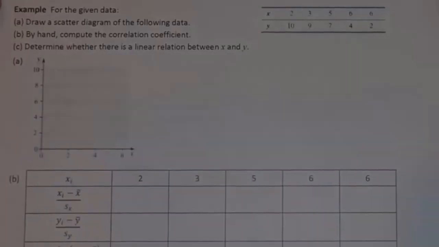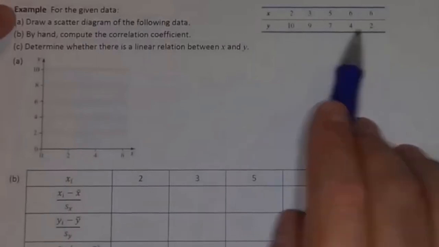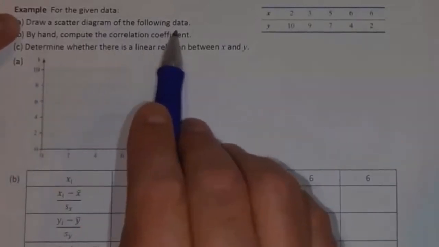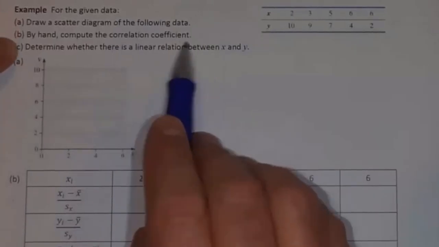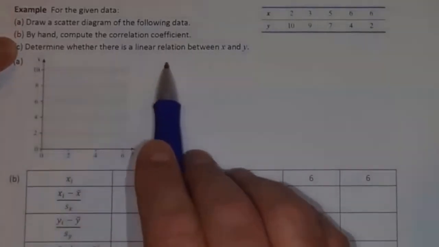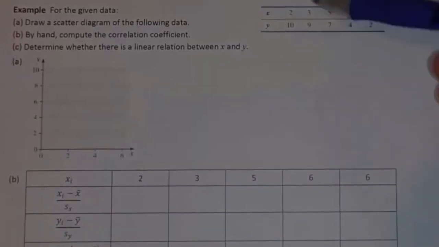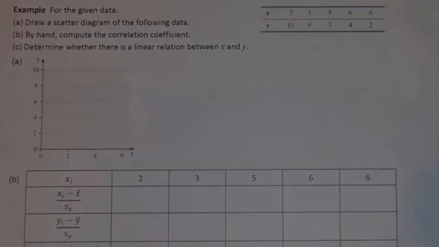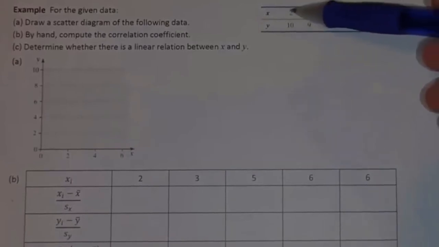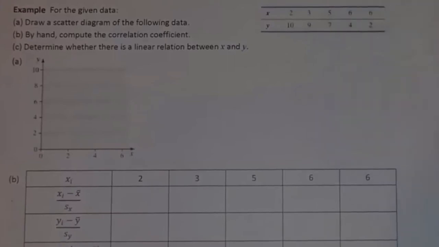Take a look at this example. For the given data over here to the right, draw a scatter diagram of the data, by hand compute the correlation coefficient, and determine whether there's a linear relation between X and Y. I did write this table horizontally. I just took this from the problem set in the book. So if X is 2, Y is 10, if X is 3, Y is 9, and so on.